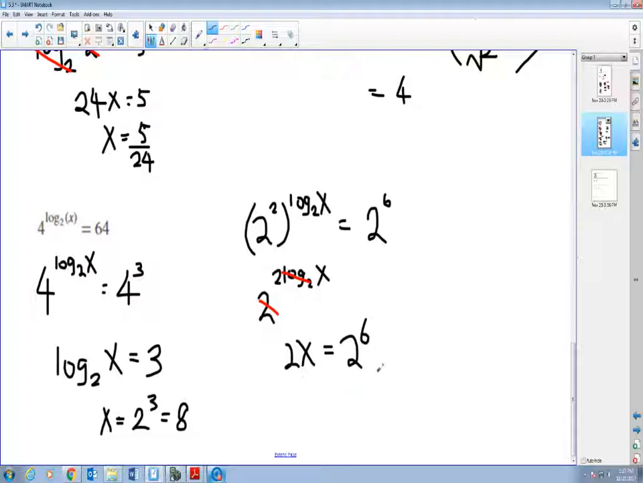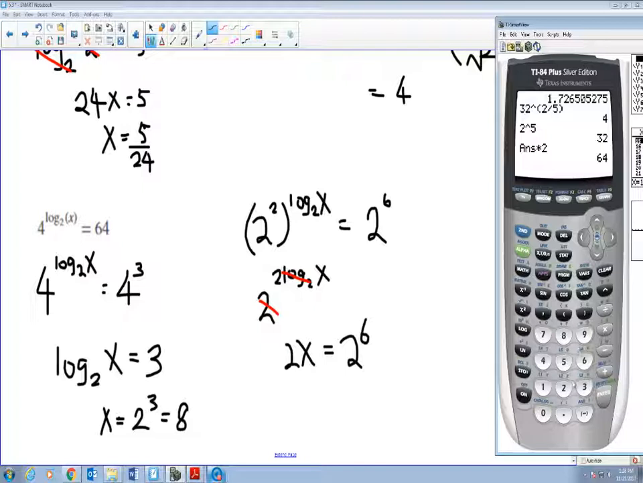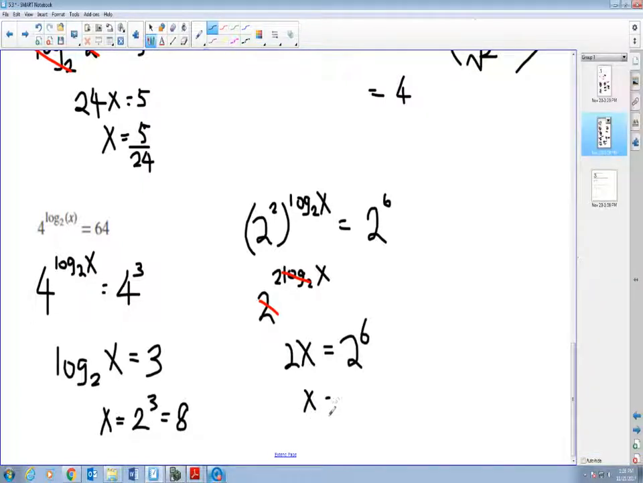So right now I really can't do too much. Well, yes I could. Divide both sides by 2. 2 to the 6th power is 64. Divide both sides by 2. My answer is actually 32, which is not right. Okay, the answer is 8. So this way is not really legit.